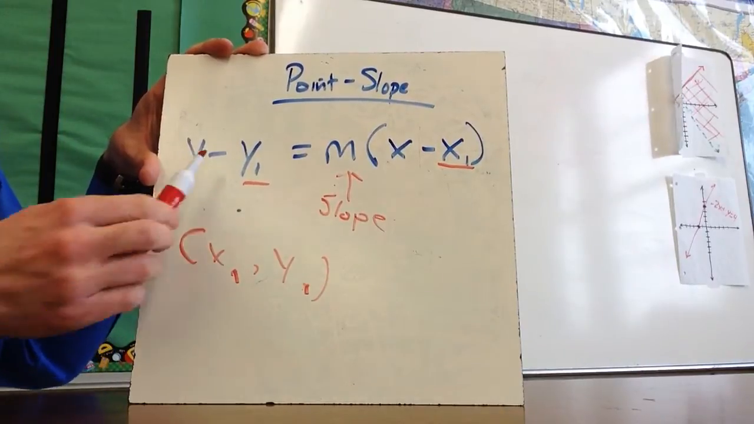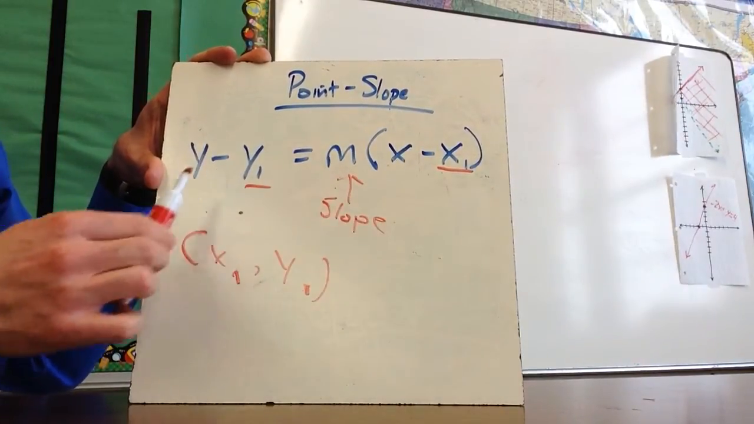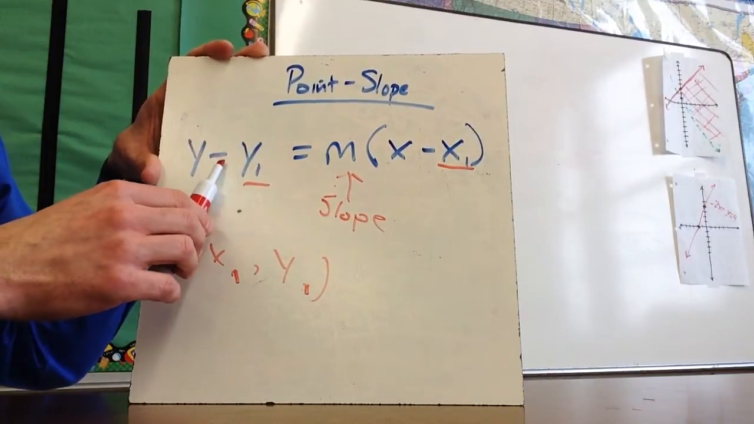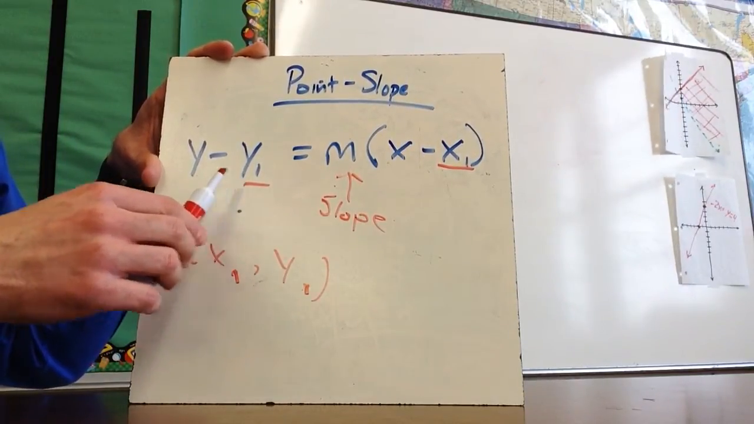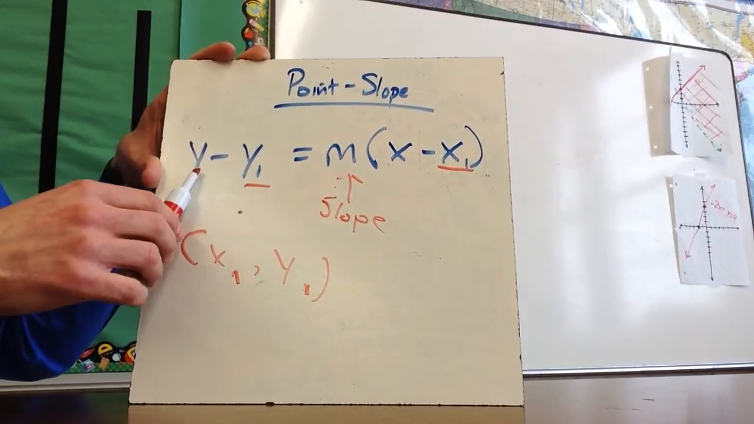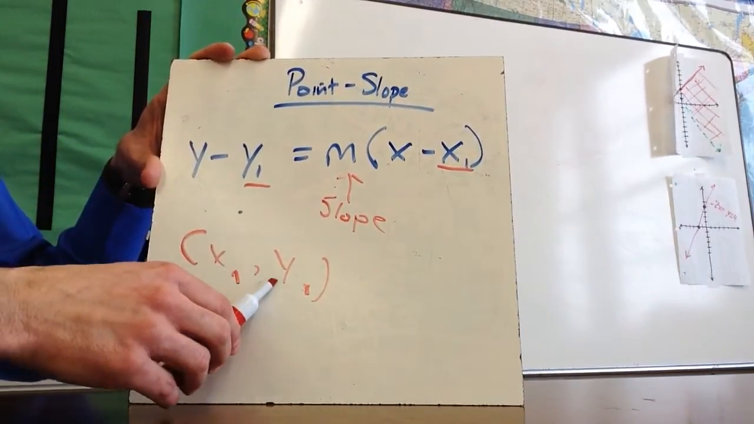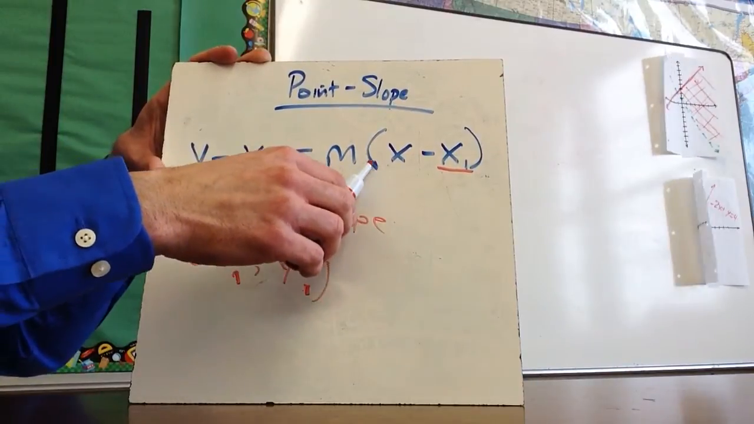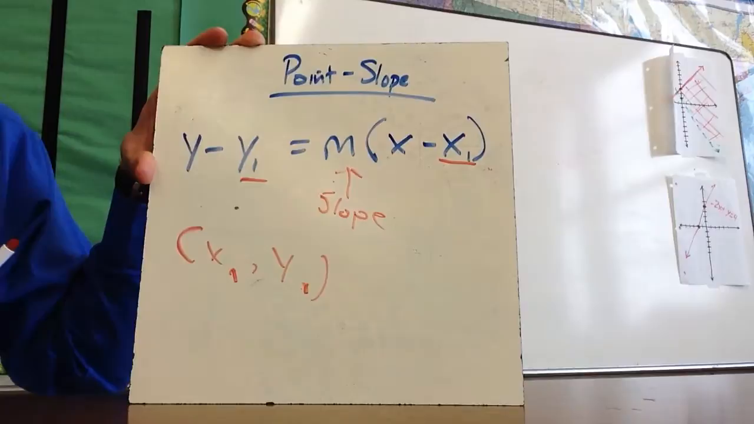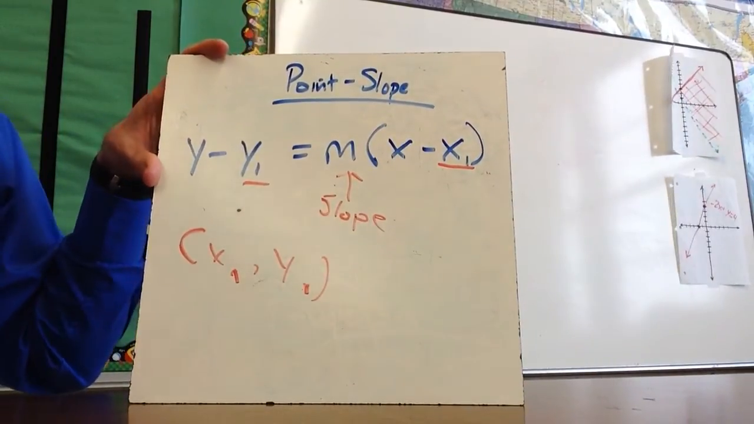Now just be careful because these are subtractions. So if you get something where y1 were negative, minus negative would actually turn that to a positive. So this is supposed to be y minus this value is the slope times x minus this value. We're going to work with this for a little while, so give me a second.